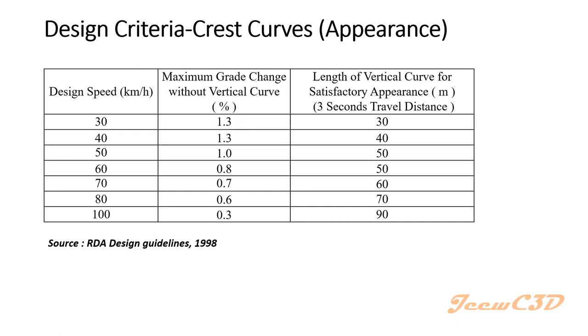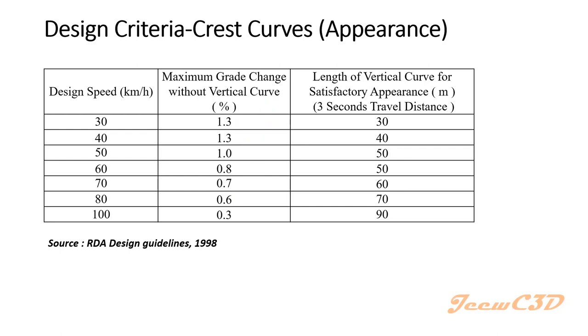So since this gradient change is 0.1%, it is less than 1.3. If the design speed is 30 or even up to 100, you can have that section without a vertical curve. So sometimes you may encounter situations where the gradient change is less than these values, and you can design the road without a vertical curve.